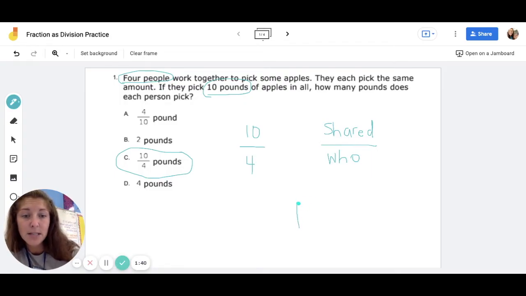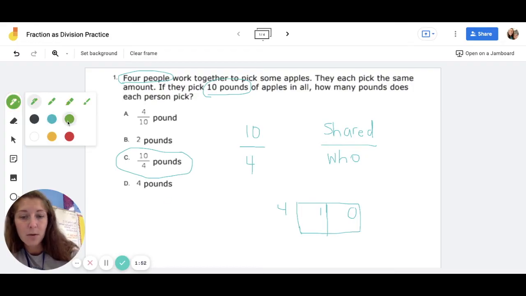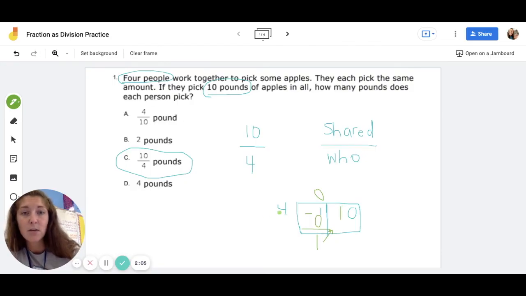So I can set it up inside of a box. I can set up my box just like I've done here. And all I have to do is ask myself, how many times can 4 go into 1? Well, you should know that that's 0. 0 times 4 is 0. 1 minus 0 is 1. And I pick that 1 up and take it over to the 0. How many times can 4 go into 10? Well, 4 can go into 10 2 times. I know that because 2 times 4 is 8. 10 minus 8 is 2.